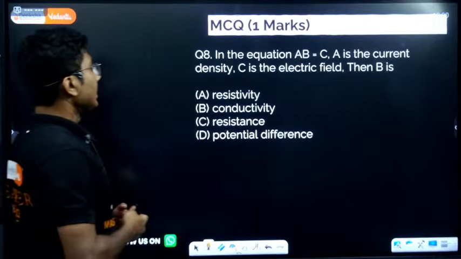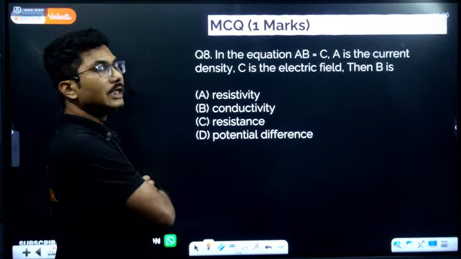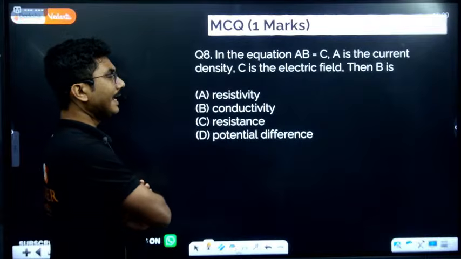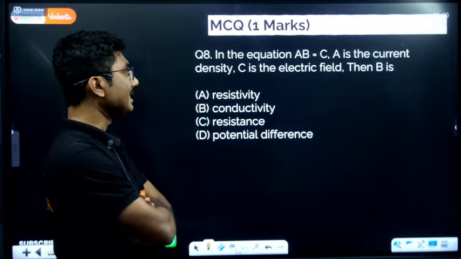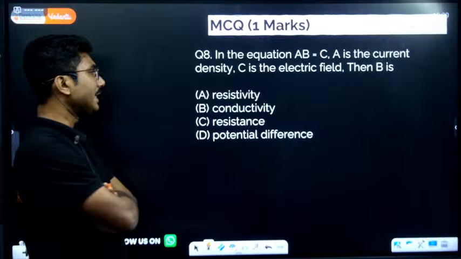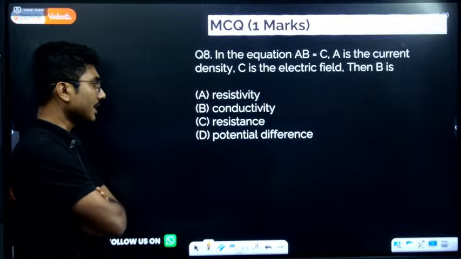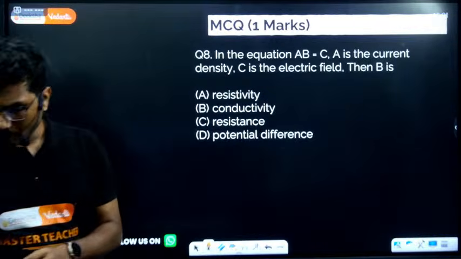Next, in the equation AB equals C, A is the current density, C is the electric field, then B is resistivity, conductivity, resistance, or potential difference.